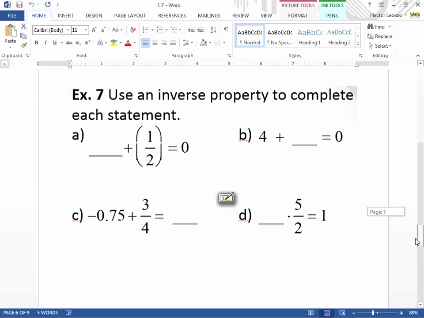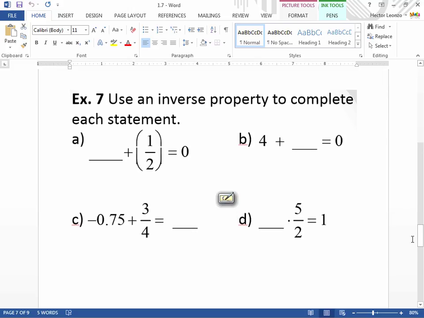Then use an inverse property to complete each statement. Remember, inverse, I said that in addition, the difference is that one of them is a positive, one of them is a negative, because that's how they add to 0. But in multiplication, they are reciprocals of each other. So what number plus 1/2 will equal 0? I'm going to say -1/2. Remember, same number, just different signs. 4 plus something equals 0. I'm going to complete this with -4. Same numbers, but different signs.